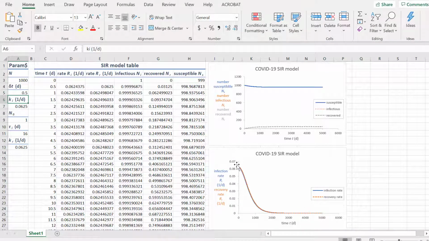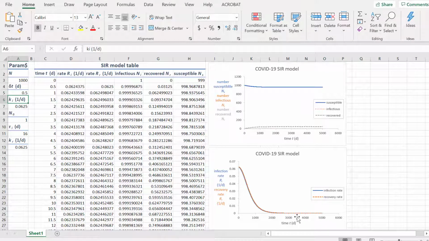So what this shows is that the infection rate steadily decreases and eventually it goes down to 0. And the number infected is really, really small the whole time, right? So the outbreak basically doesn't get started. Just a few people get infected. Well, a few out of 1,000.